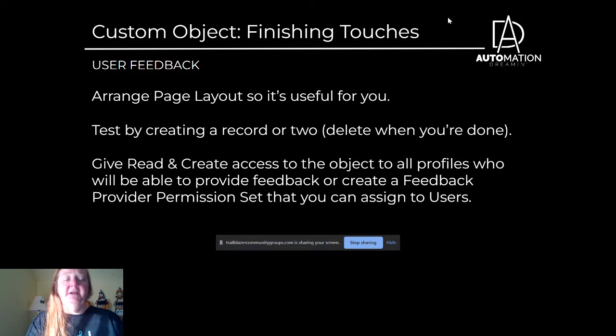I'm going to make sure I give read and create access to that object to either all the profiles who I want to be able to provide feedback, or I'm going to create a feedback provider permission set that's going to have that access. I'm still not going to give them the tab. If I choose I want my users to be able to see just their feedback, I need to make sure that the sharing on this custom object is set to private without being part of the role hierarchy. And then I'd give them that tab, make it default off. Probably they would go to it. They'd only be able to see the records that they create in that case.